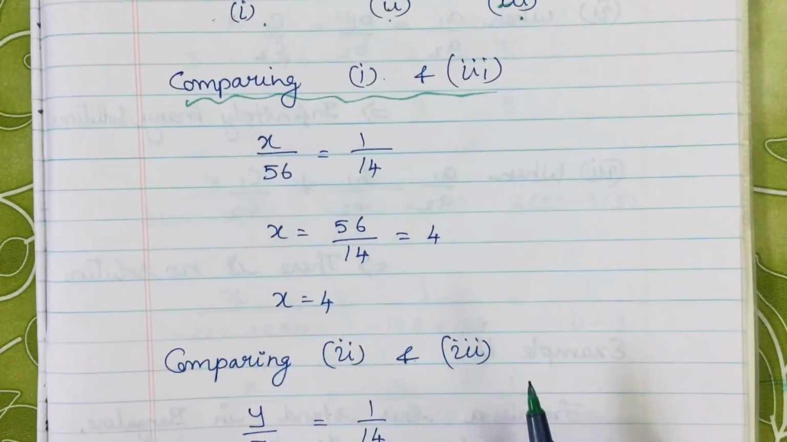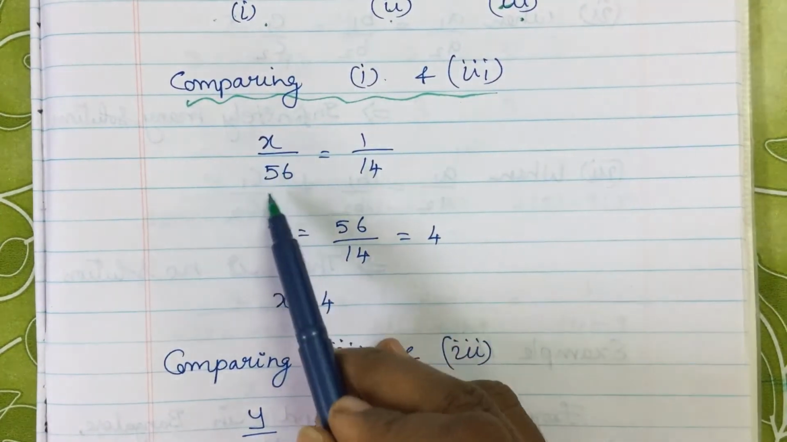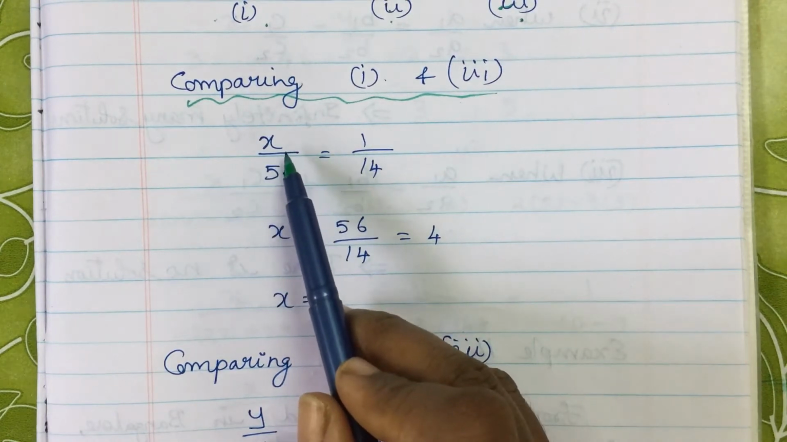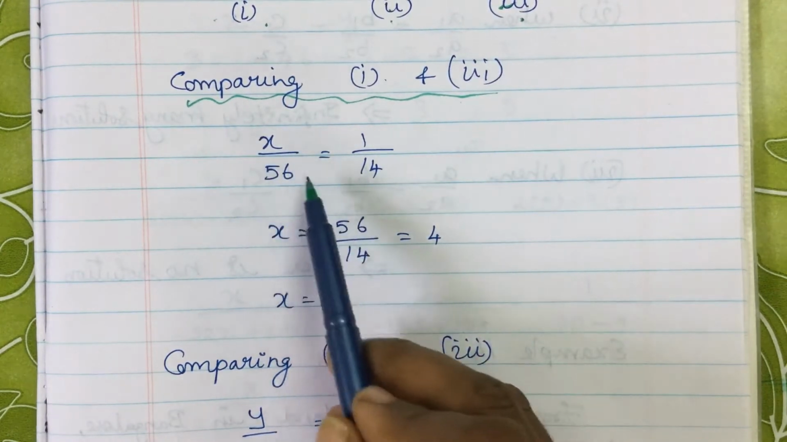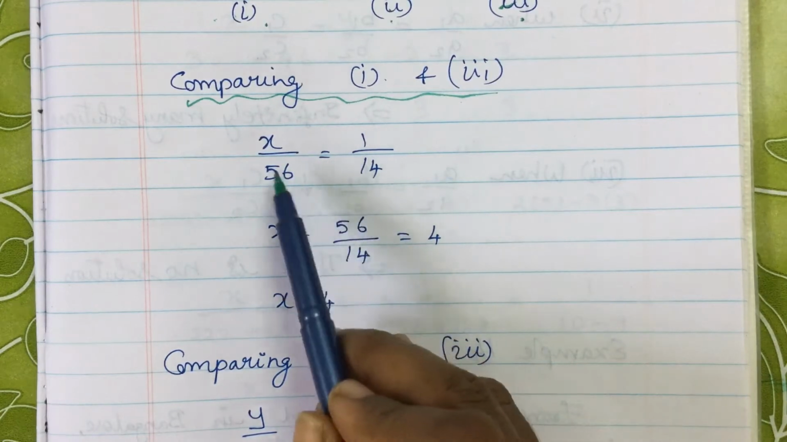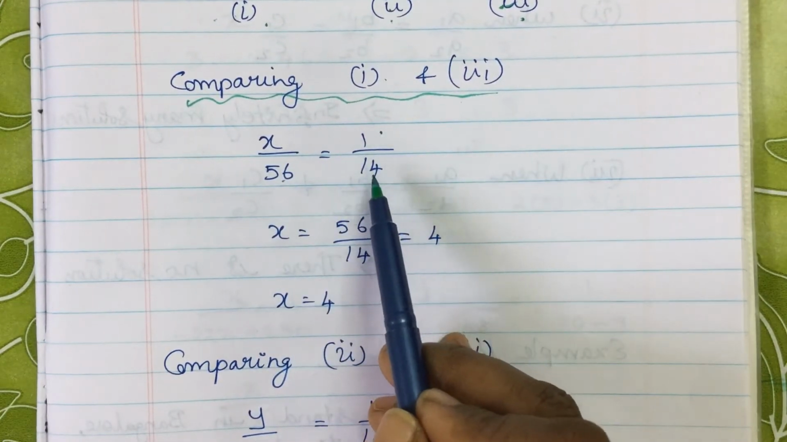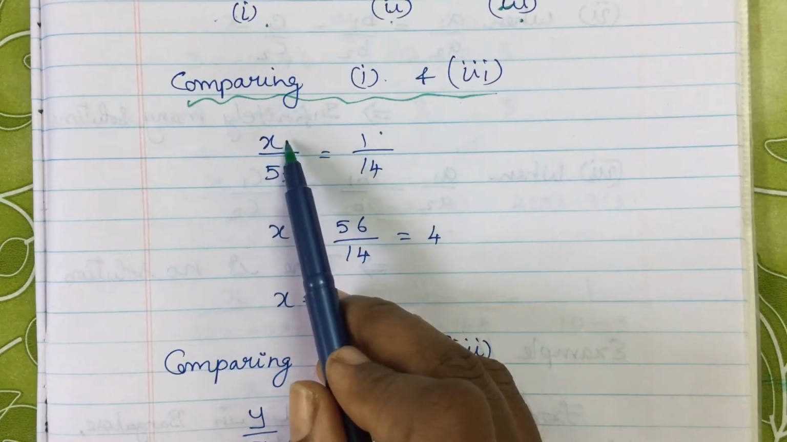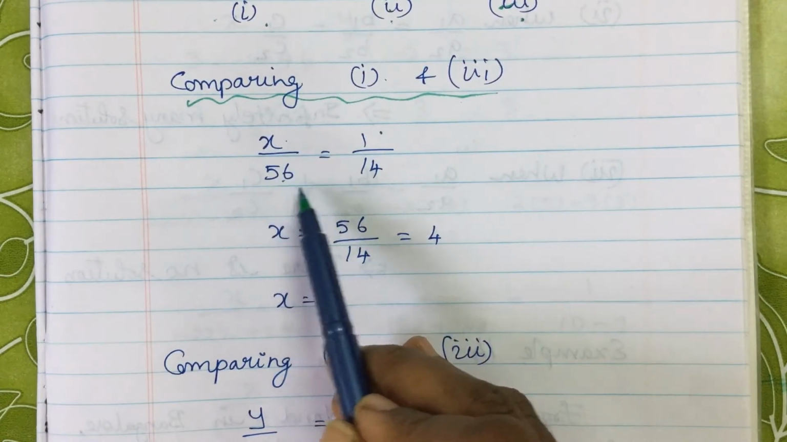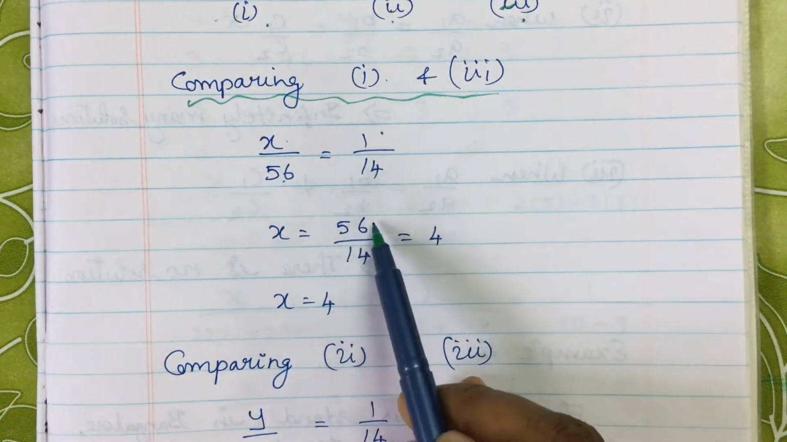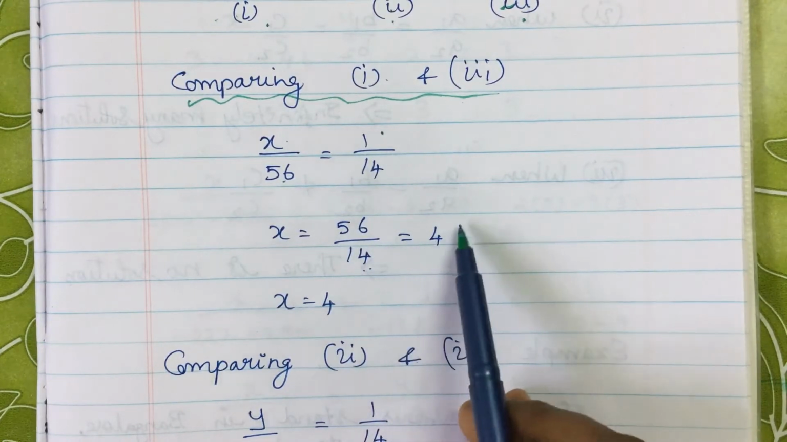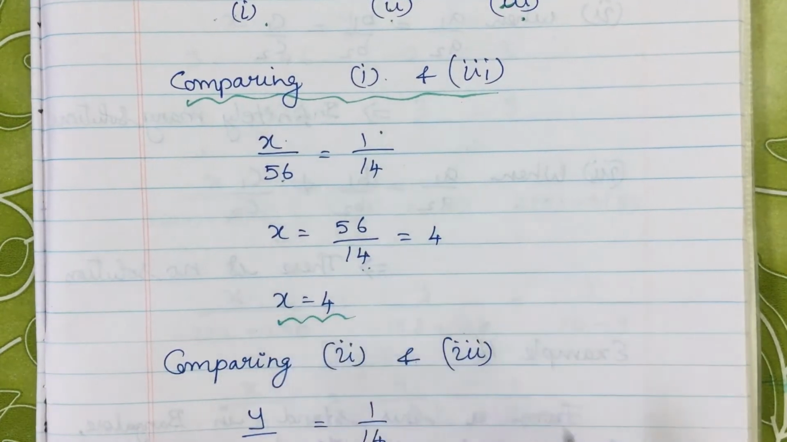So on comparing your 1 and 3, I have written whatever it is in 1 and 3. So on cross multiplication, this 56 will go to the numerator. I didn't take this 14 to the numerator of this side. Why? Because I know they both will get cancelled. So 56 by 14 is equal to 4. So my x value is 4.